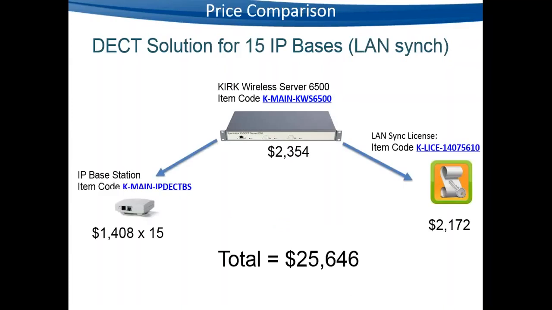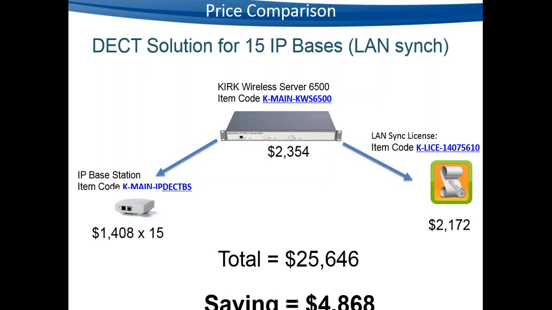Let's say we change that. Now we move to putting a LAN sync license on that, and that's going to add $2,172. But because we're now syncing over the LAN, we can actually reduce the number of IP base stations we're deploying. So we've gone from 20 to 15 IP base stations. So we're saving 5 times $1,400. Yes, we're adding a license worth a couple of grand, but our total cost has now come down to $25,500, giving us a potential saving of just under $5,000 by using LAN sync as compared to over-the-air synchronization.